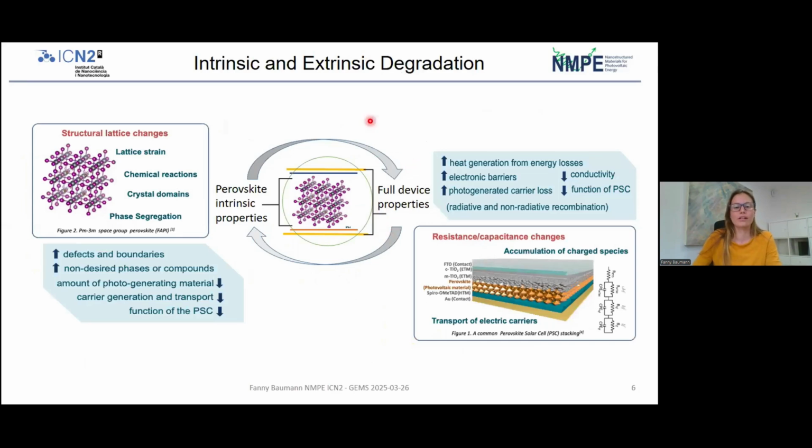Another challenge that we encounter is how to relate the perovskite intrinsic properties to the full device properties. So if we see some degradation that is related to perovskite intrinsic instability, it's difficult to be sure if this can be remedied by changing something in the device stack, or vice versa. If something is going wrong in the device, it can be difficult to know if it's something that is wrong with the perovskite or something that's wrong with the device stack.